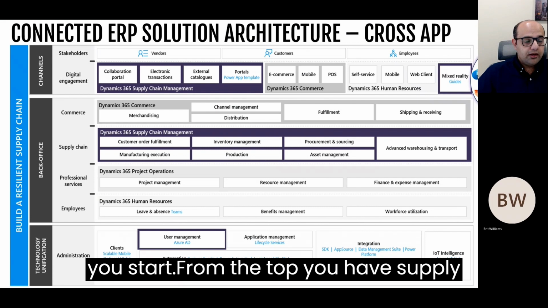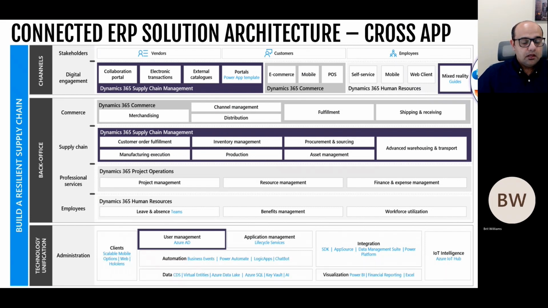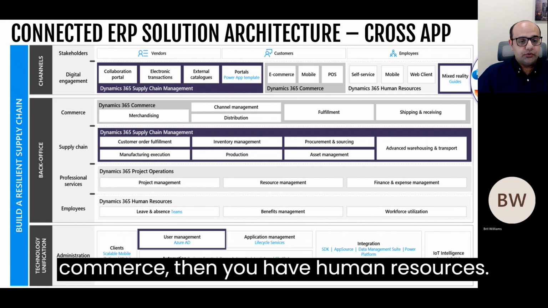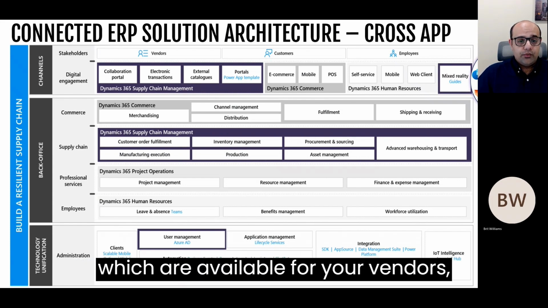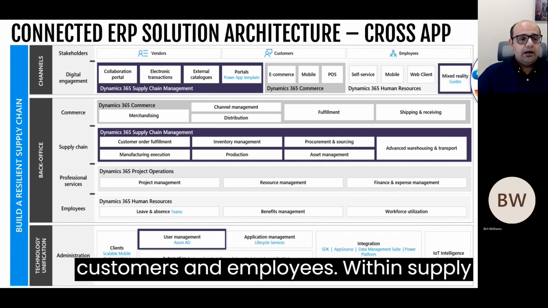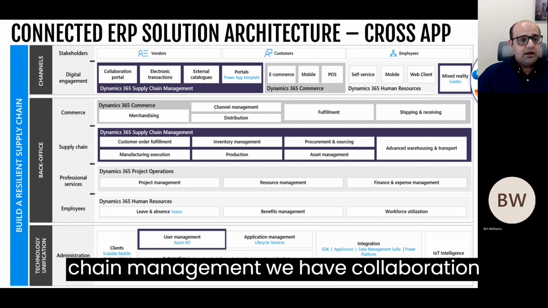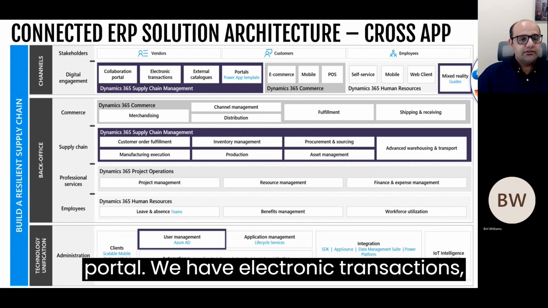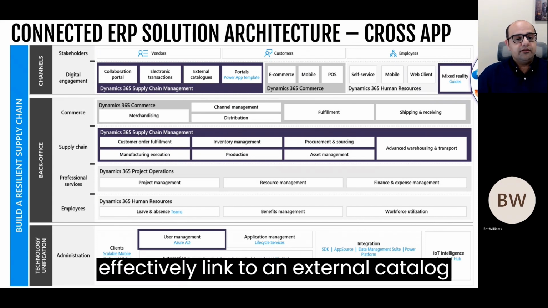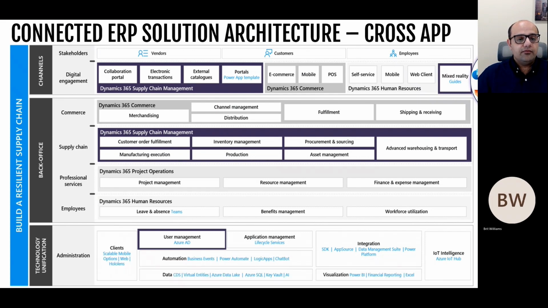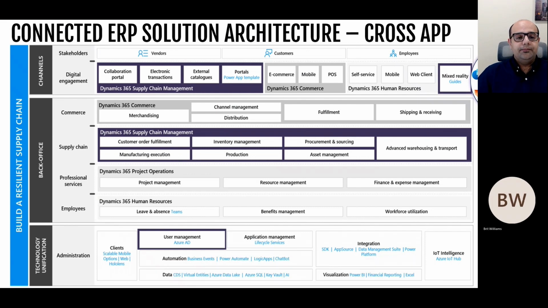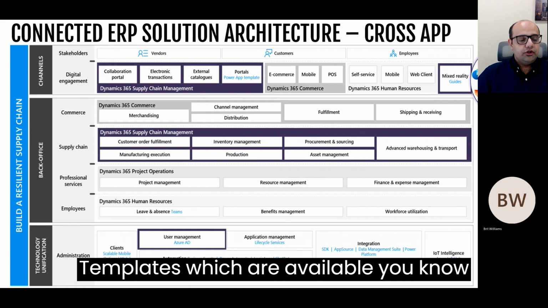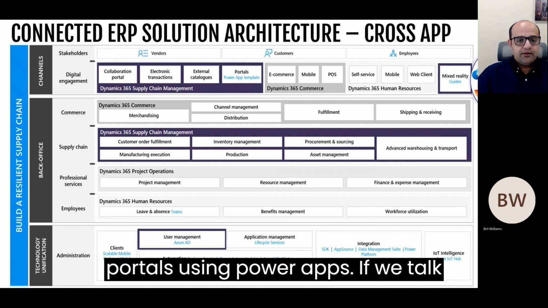So if you start from the top, you have supply chain management, then you have commerce, then you have human resources. These are all the channels which are available for your vendors, customers, and employees. Within supply chain management, we have collaboration portal, we have electronic transactions, external catalogs, where you can effectively link to an external catalog of a vendor and pull in the product information from that catalog. You have Power Apps templates which are available. You can build your own customized portals using Power Apps.